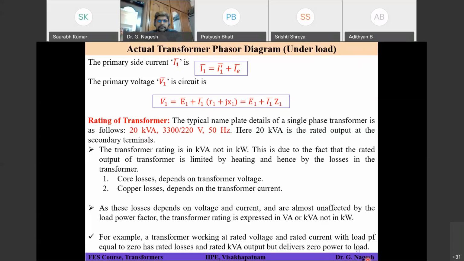This is the expression we have got for the primary voltage in terms of the resistance and leakage reactance of the transformer primary winding and the voltage drop E1. The transformer rating is usually expressed in kVA, because even with a pure inductive load on the secondary side, the real power consumption is 0, but reactive power consumption will be there, and that's why the rating of a transformer is in kVA, not in kilowatts. That's what we have seen.